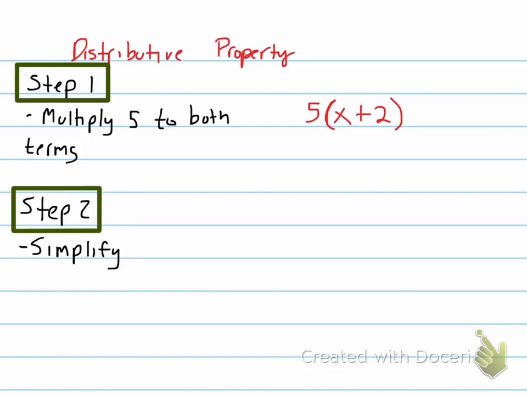So, step 1, multiply 5 to both. So, like we did before, it's important with a variable because a variable we can't combine. So, it's going to be 5 times x plus 5 times 2. Okay, so now we multiply both by 5 and simplify. This is 5x, we can't do anything more, plus 10. This is my answer, though.